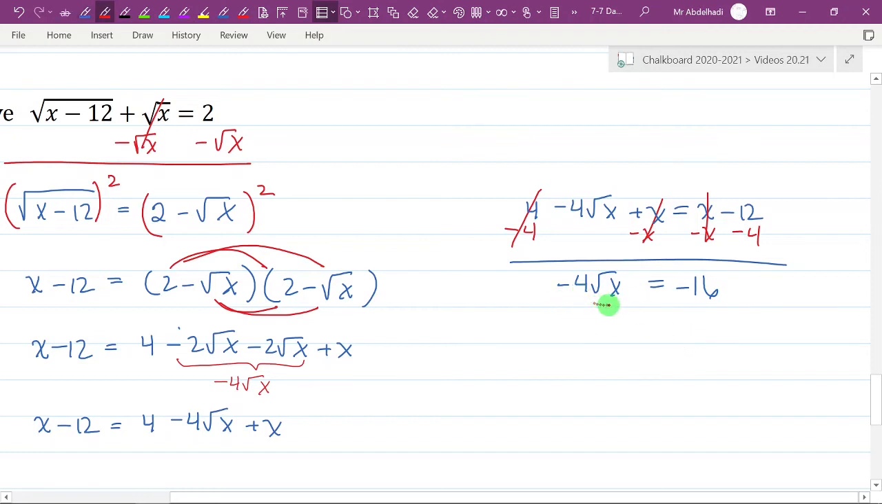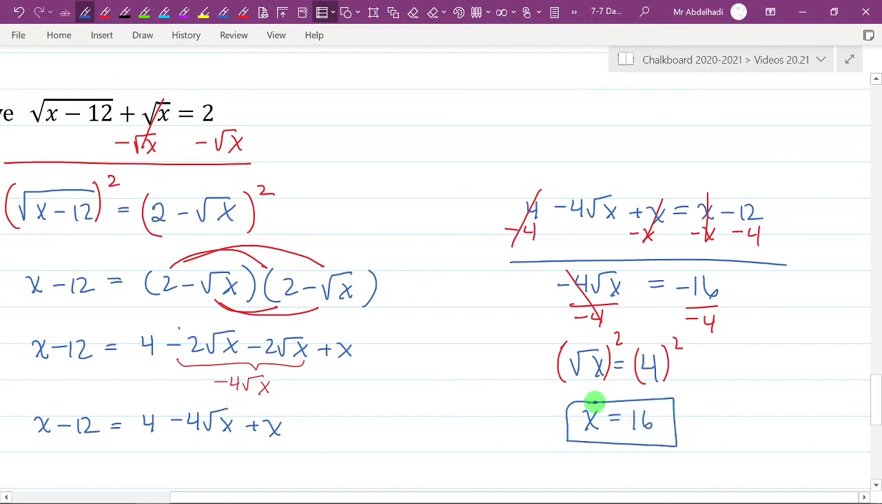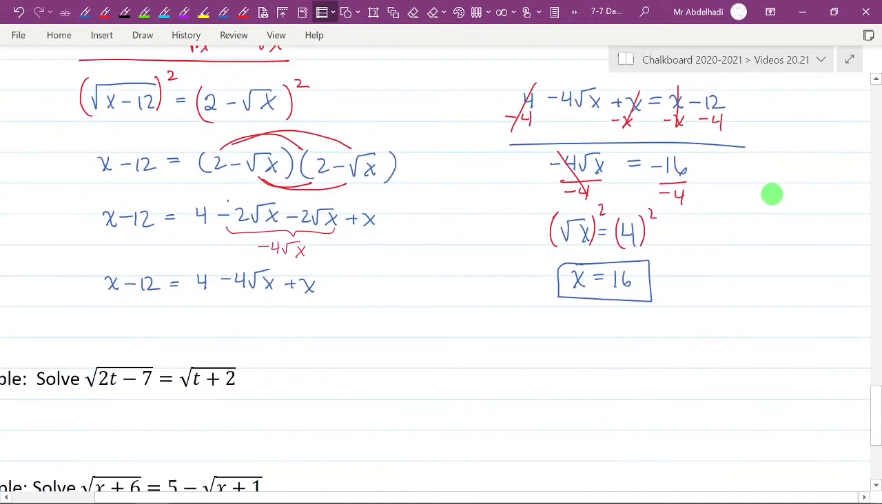Now, trying to get the radical by itself, so I'll divide both sides by negative 4. And now I have radical x equals, and this becomes positive 4. At this point, you can see it's really simple now. This is x to the 1/2, so I'll take it to the power of 2 over 1. Another way to look at it is it's a square root, so I'm going to square it, and square root cancels the square, and we get x equals 16. Now that's my answer. However, I don't know if it's real or if it's bogus.